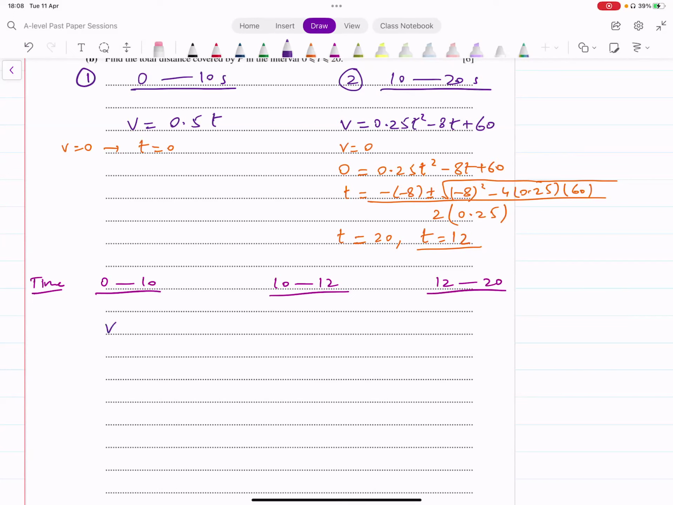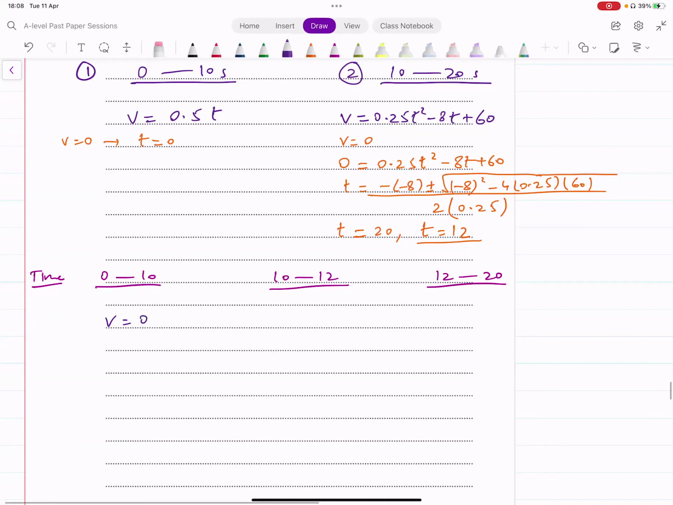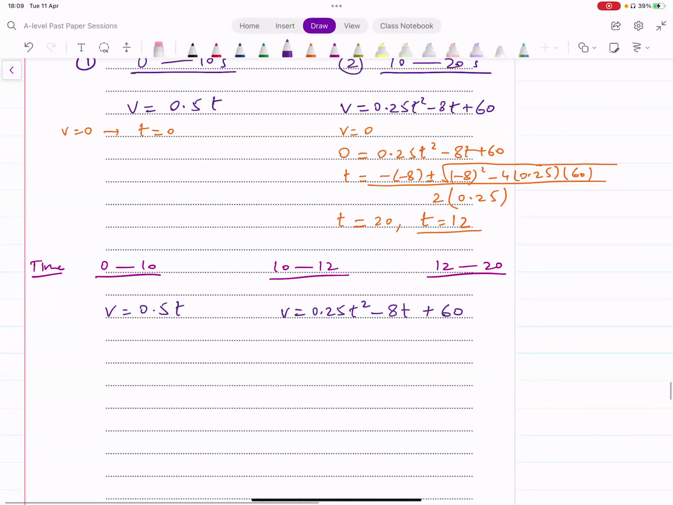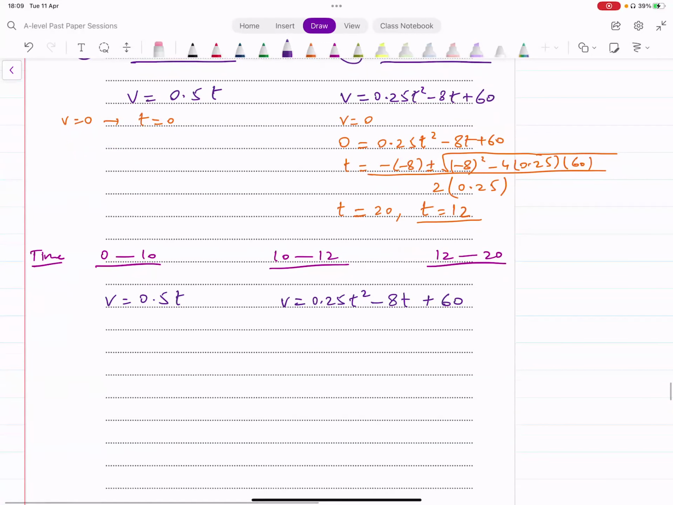What are the velocity equations? V equals 0.5 t here. दूसरे वाले में हमारे पास है 0.25 t squared. इन दोनों की इनफैक्ट सेम ही है, इनको हम इकट्ठा लिख लेते हैं 0.25 t square minus 8t plus 60. इनको हम क्या करेंगे, इंटीग्रेट करेंगे अब, और इनमें लिमिट्स इनपुट करेंगे.